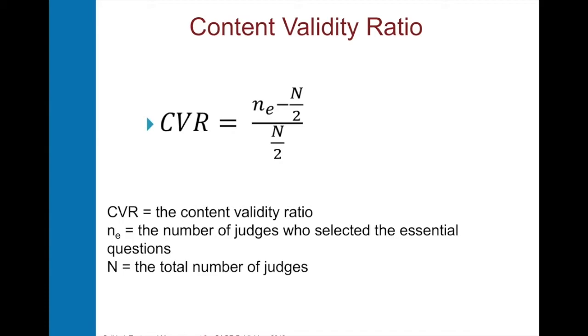How do you interpret the result? So any value that is less than 0 means that there is less than adequate agreement that this particular item is essential to the variable of interest. So you want values larger than 0 essentially.